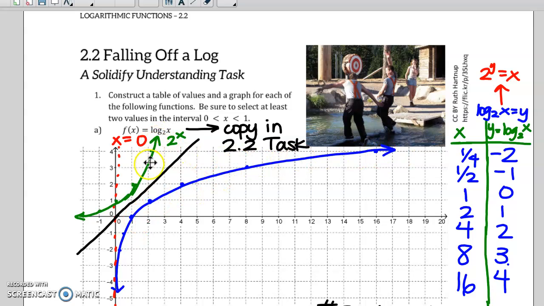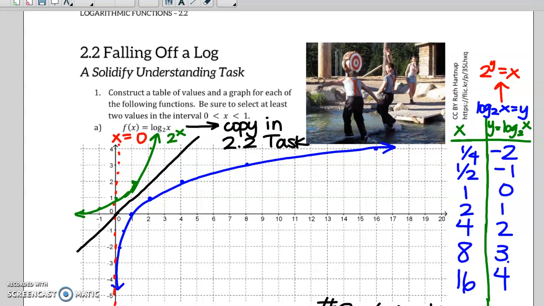You can kind of see that it is the inverse of 2 to the x if I plot these points in reverse. So for example, the point (0, 1) instead is right here. The point (1, 2) is right here. Okay? So 1a is done for you.